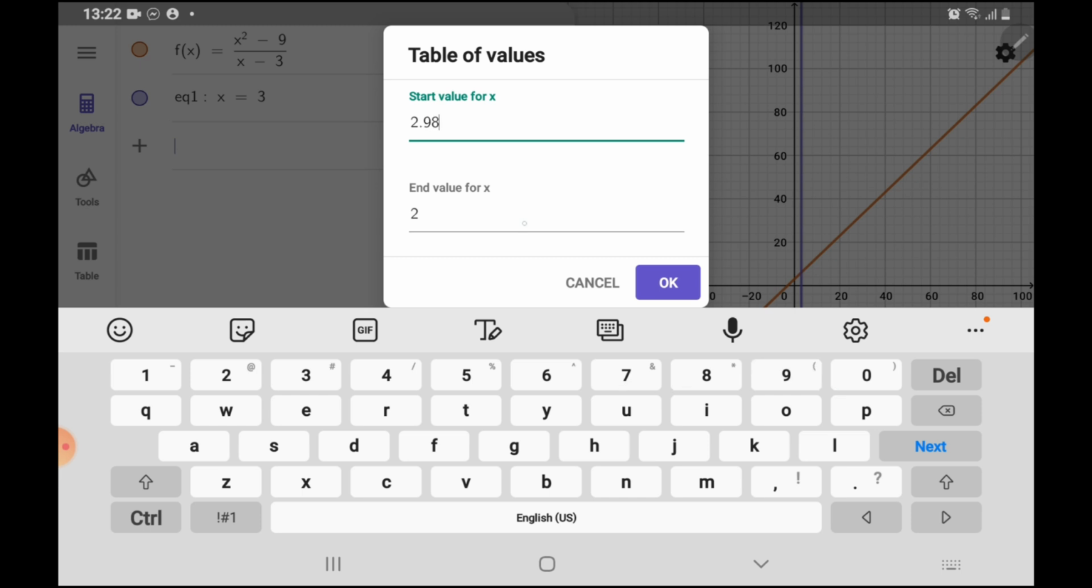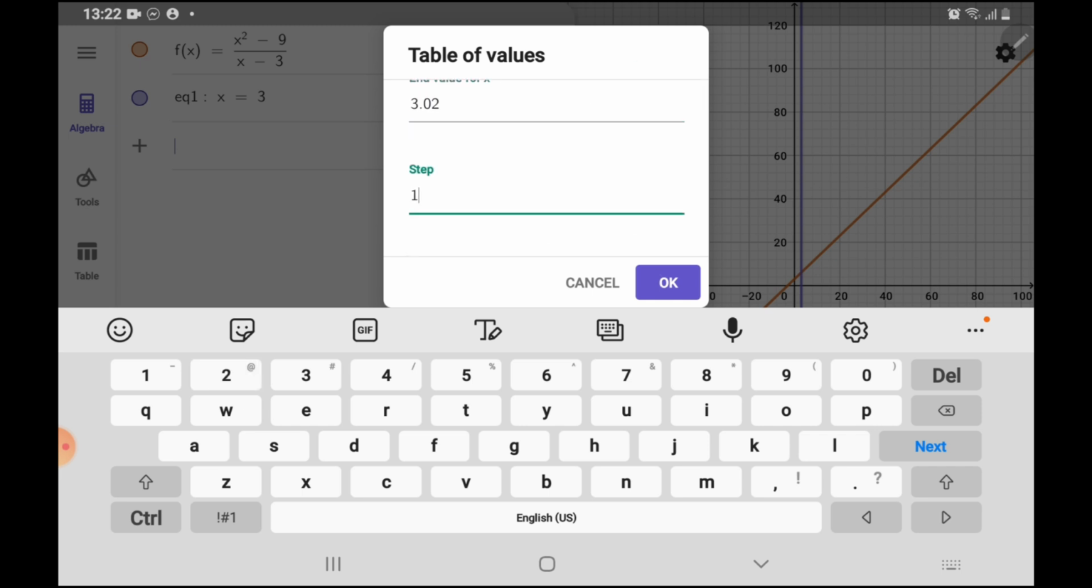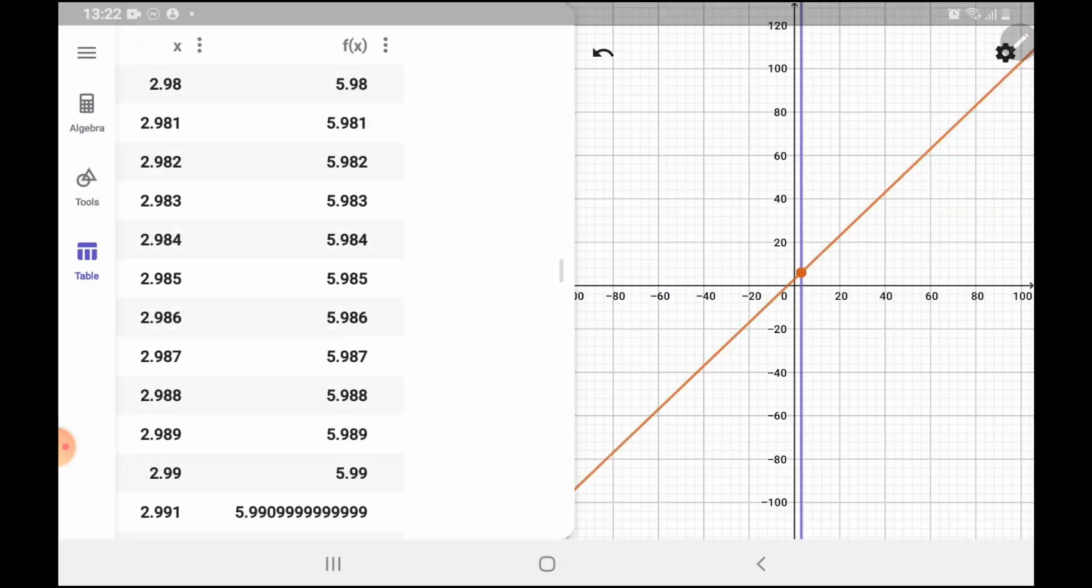2.97 or 2.98, and the next is 3.01 or 3. Let's say 3.02. Okay, and then I would put the step at 0.001. So in order to demonstrate further that the value of the limit of x squared minus 9 divided by x minus 3 as x approaches 3 is 6.